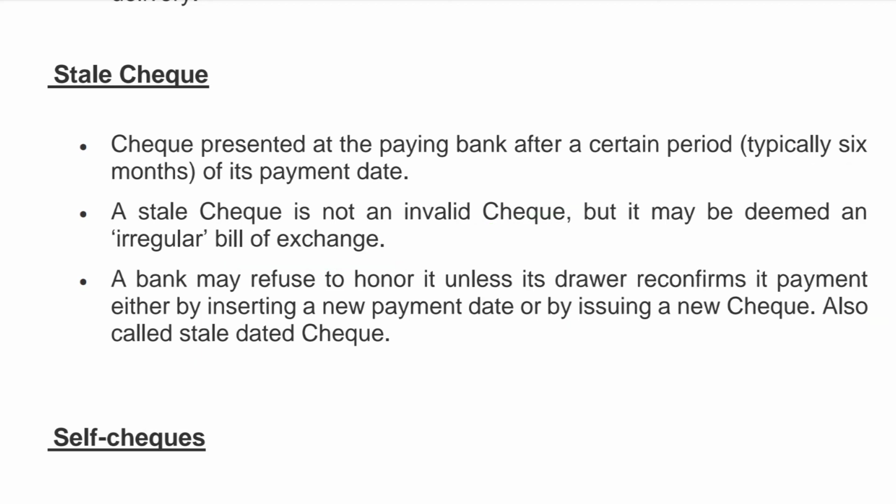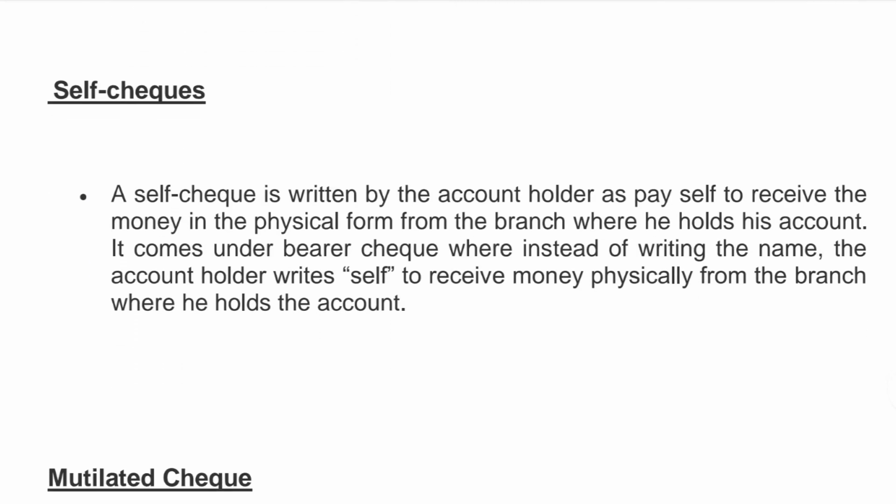So now we will discuss the self-checks. A self-check is written by the account holder as pay self to receive the money in physical form from the branch where he holds his account. It comes under bearer check, where instead of writing the name, the account holder writes self to receive the money physically from the branch where he holds the account.